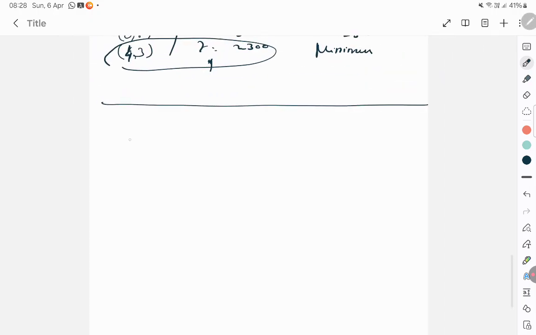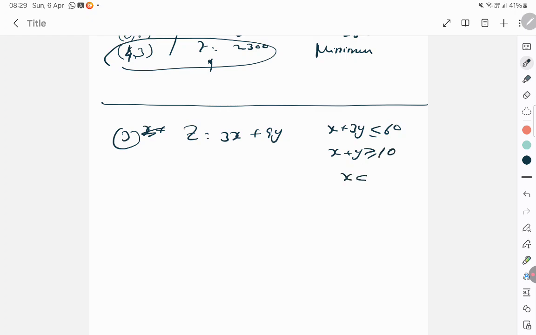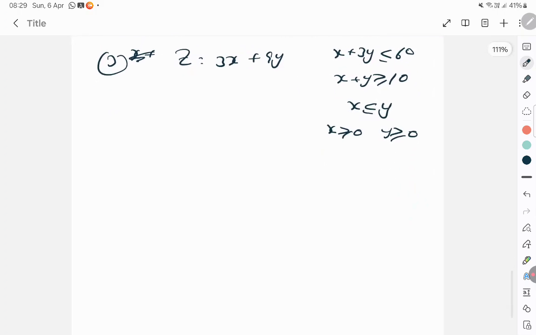So next question is x plus 3y. Z. Let's see what is z. Third example, z is equal to 3x plus 9y. What are the constraints? X plus 3y is lesser than or equal to 60. X plus y is greater than or equal to 10. X is lesser than or equal to y. X is greater than or equal to 0. Y is greater than or equal to 0. So this is the question. So can you see?